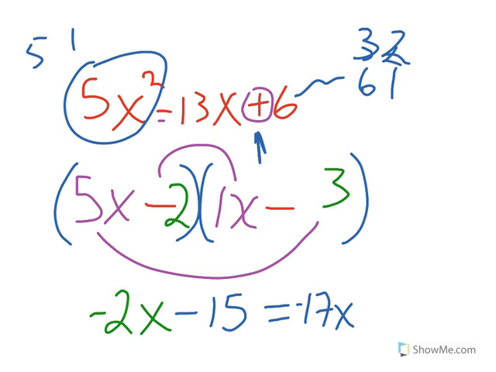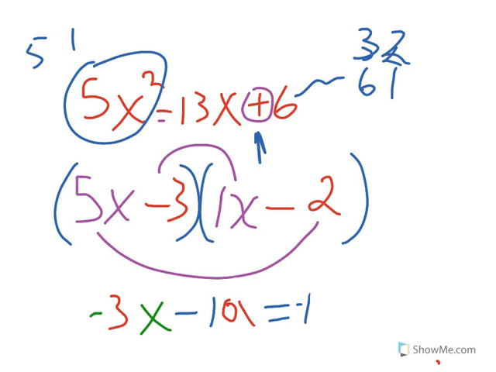So I am wrong. So what I'm going to do is say, well, let's try and switch the 3 and 2 and see what happens. So I'm going to switch the 3 and 2, and that's going to be a 2 and a 3, and that's going to be negative 3x minus 10x, which is going to give me negative 13x. And so that is the right answer. That works out, and that's my answer.